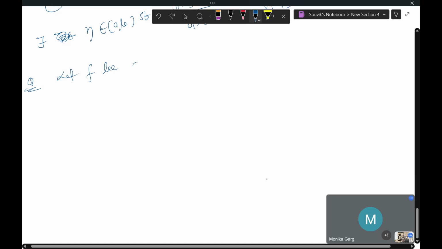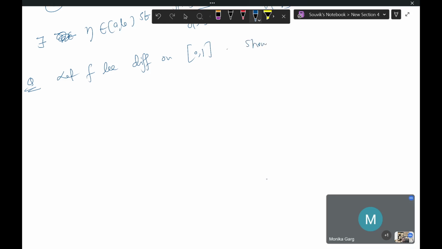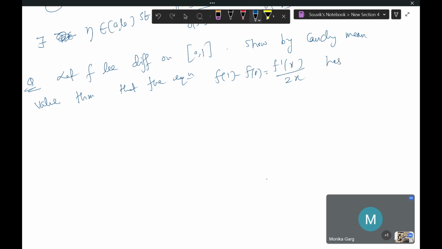Let f be continuous on [0,1] and differentiable on (0,1). Show, using Cauchy's mean value theorem, that the equation f(1) minus f(0) equals f'(x) by 2x has at least one solution in this interval. So if it's differentiable, we need to check that f(1) minus f(0) equals f'(x) by 2x has a solution. Think about it. Take your time.